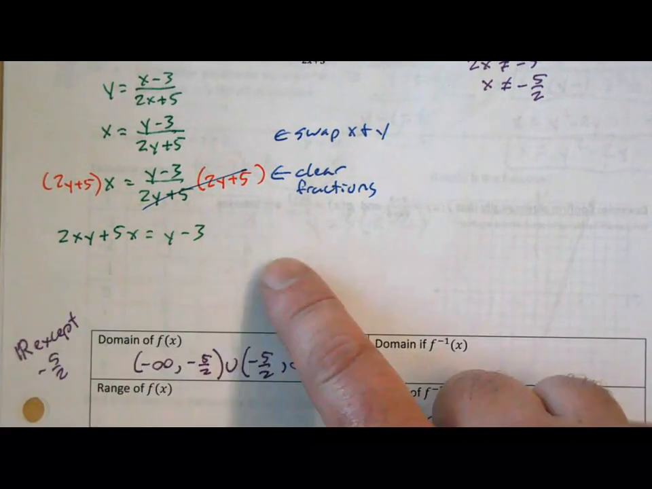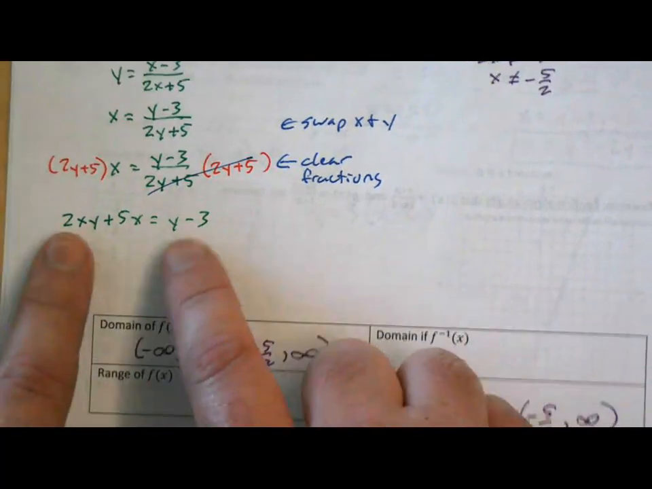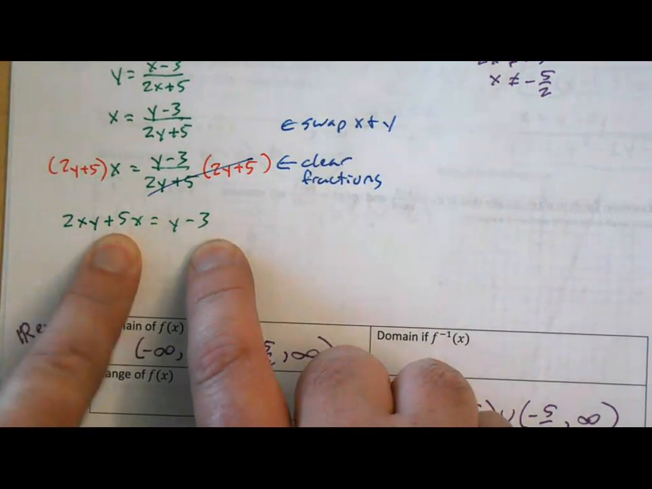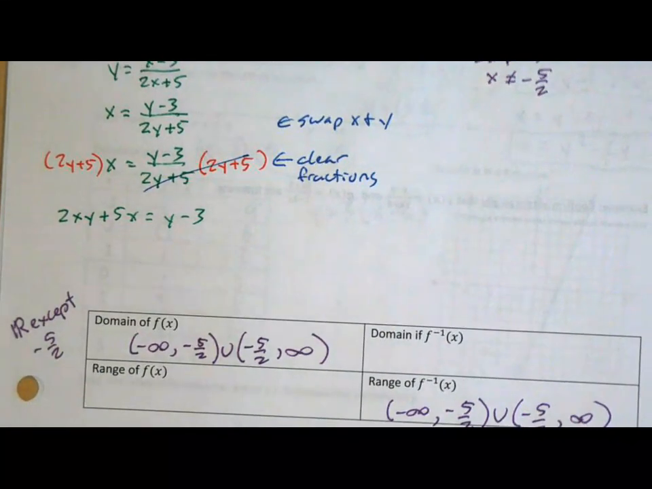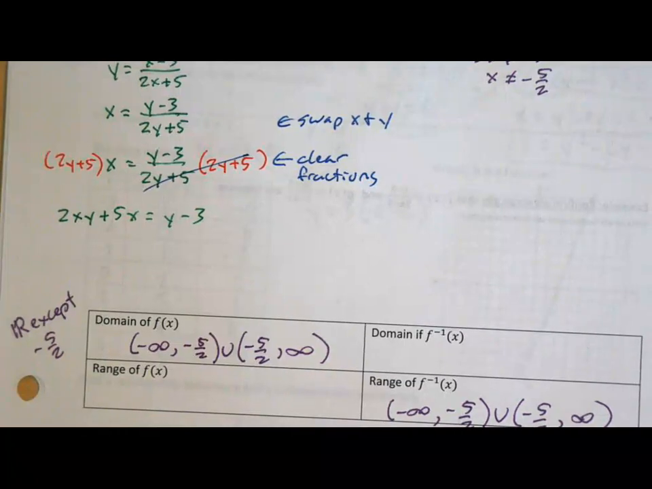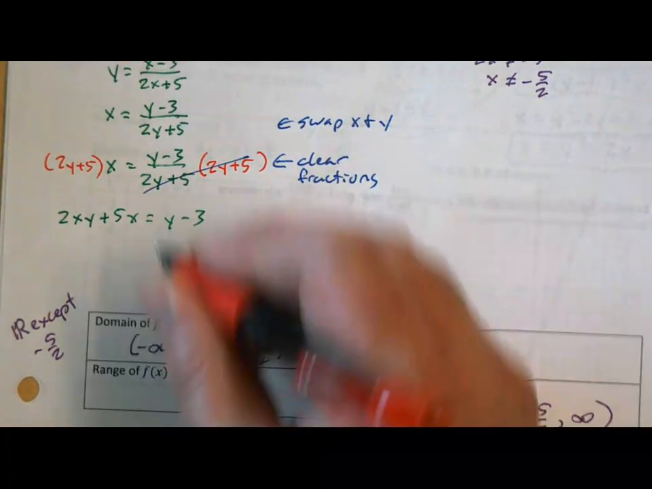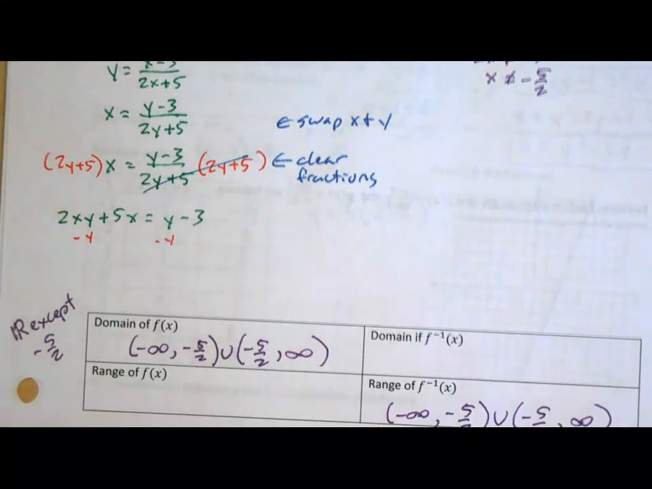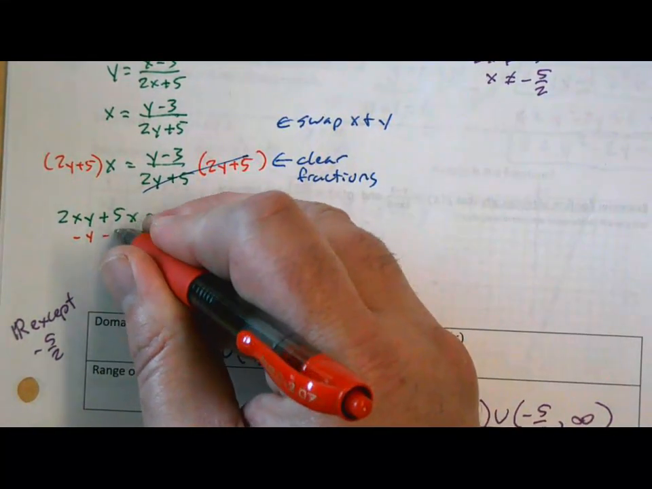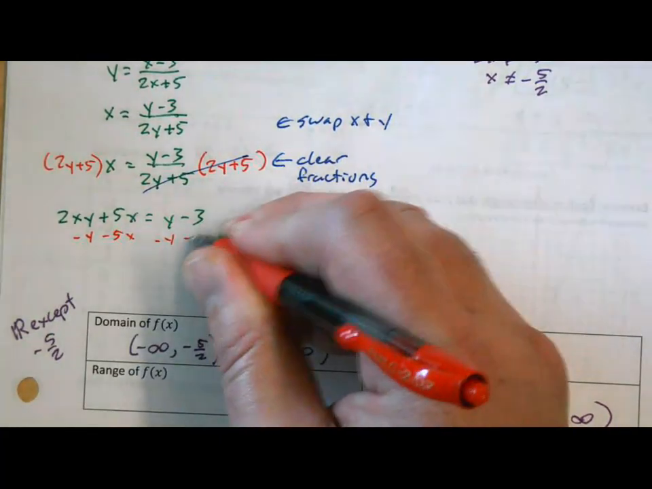I'm counting 4 of them here. I want these 2 terms on one side, and I want these 2 terms on the other side. It doesn't matter which side you get them on. I'm going to get all my y terms on the left. That's usually what I do. So I'm going to go minus y on both sides. And then I'm going to get rid of this 5x. I'm going to go minus 5x on both sides.